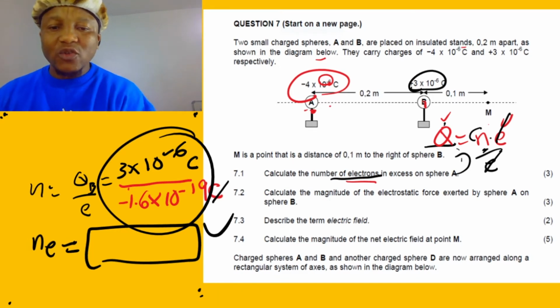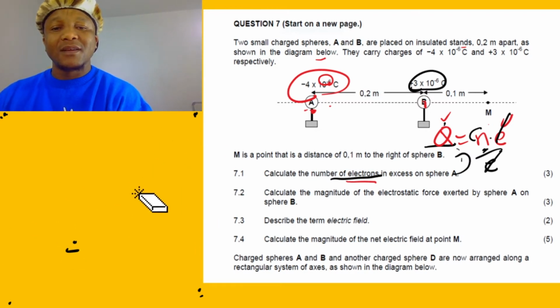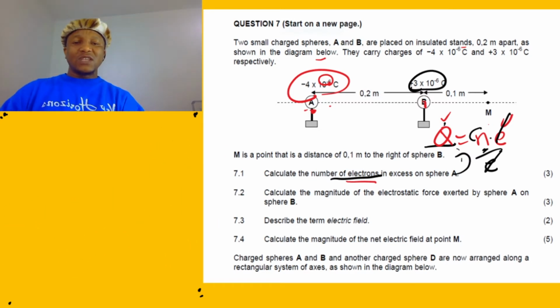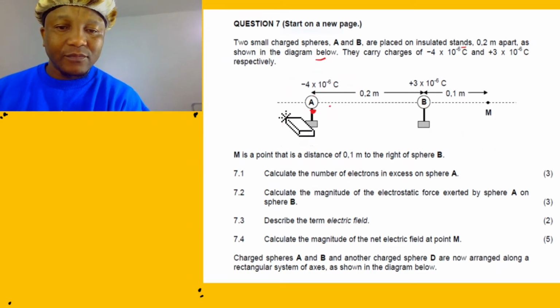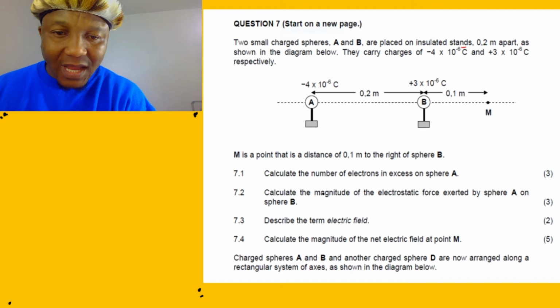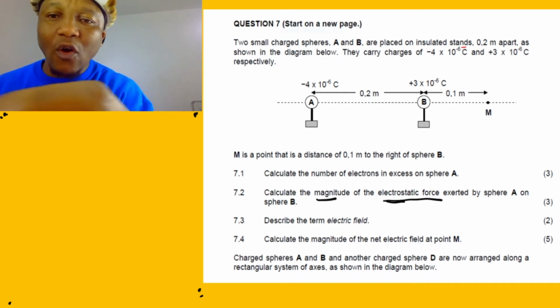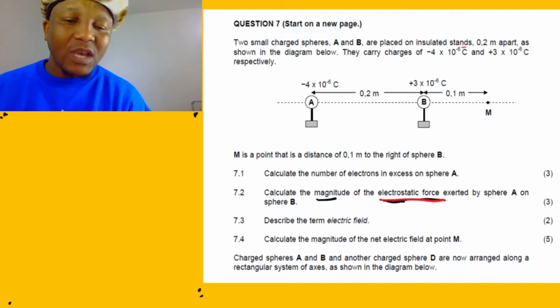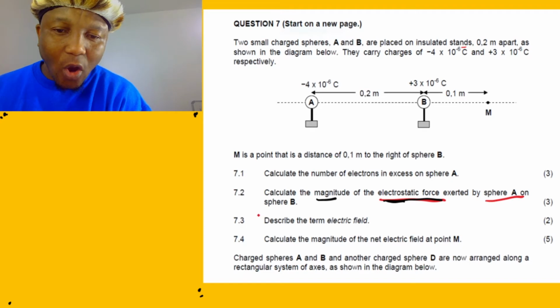Okay, now let's go to 7.2. For 7.2, see, 7.2 is way easy. Okay, now they say here, question 7.2, calculate the magnitude of electrostatic force of sphere A on sphere B.